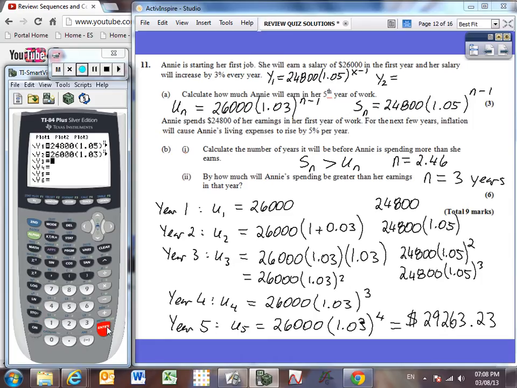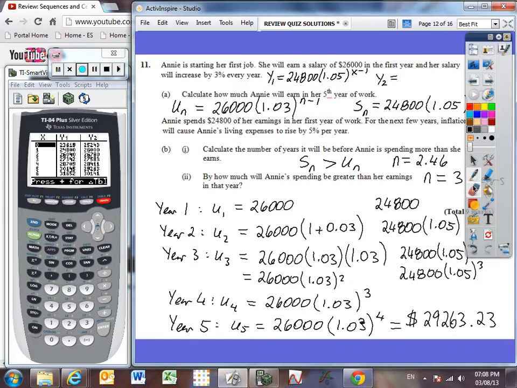Okay. Let's check my table again. So I can see that after 3 years she is still spending less than she earns. It turns out that that -1 changed my answer by 1. It wasn't until the 4th year that her spending was more than what she earned. So let's just go back and change this. I think that because I forgot those -1s, this would end up being a 3.46, and this will end up being a 4, so 4 years.